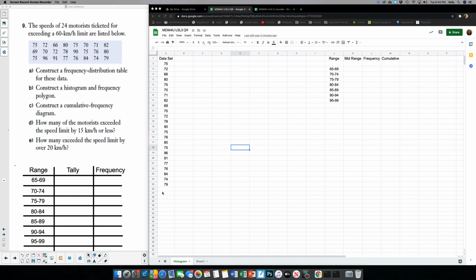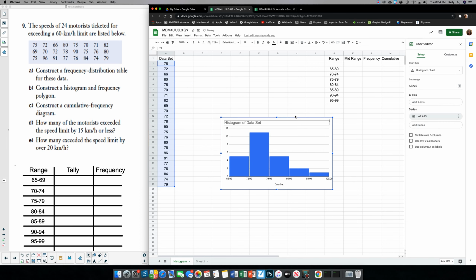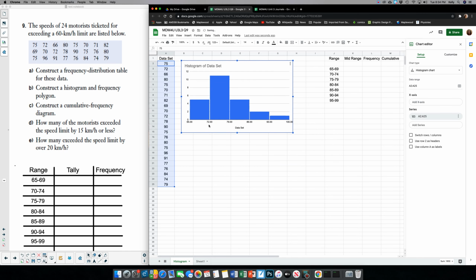So if you take a look, I've entered my data set right here, and I'm just going to highlight all my data set and do a chart for it. So we're going to go Insert, Chart, and it comes up as a histogram already. Now this isn't technically what I want. It's got really weird endpoints for our histogram. And like I said, I kind of want it in groups of 5.